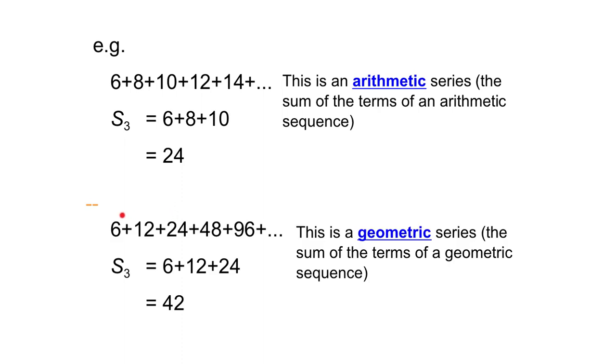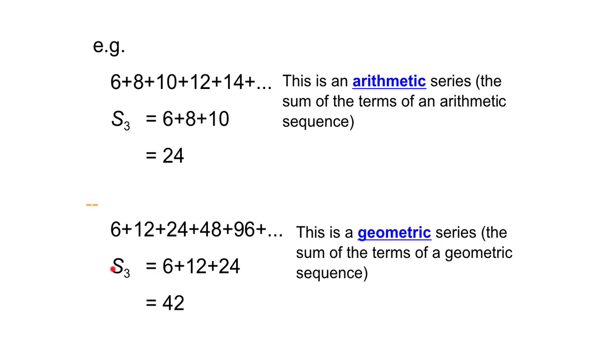And here's an example of a geometric series. It's geometric because I have a common ratio between the terms. Multiply by 2 every time. That makes it geometric. And it's a series because I'm adding up the terms as I go. I'm getting the sum of the terms in a geometric sequence.